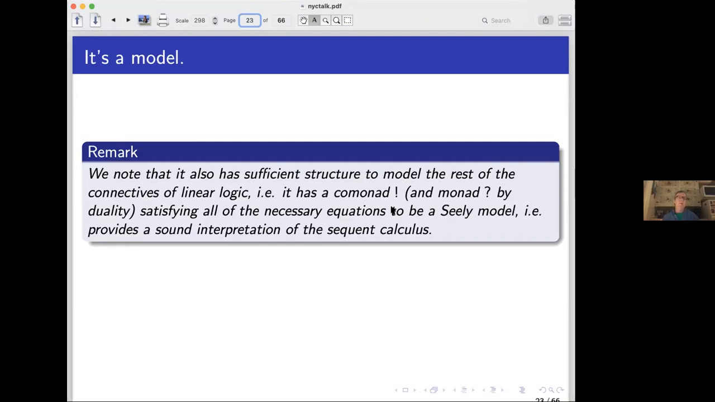And these have to satisfy all sorts of properties. In particular, the co-Kleisli category of the comonad has to be Cartesian closed. So there's a nice relationship here between the monoidal logic and the Cartesian logic. And various equations have to be satisfied that are implied by the proof theory. And when we have one of those, we call it a Seeley model, named after Robert Seeley, who wrote the first paper on this structure. And so I'm not giving you any details because they have nothing to do with what I'm talking about, but all of that structure is there.